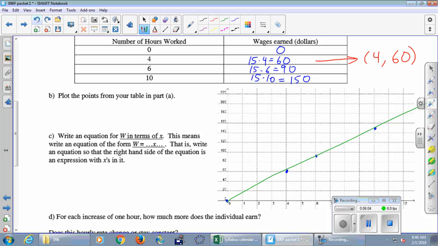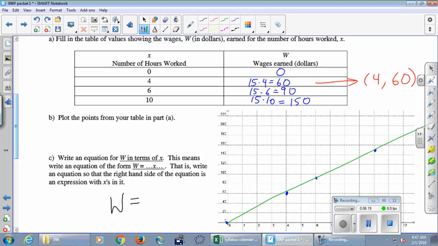So in this case, some of you might be able to very easily see what W is equal to, but even if you can't, take a look at the pattern we wrote out in the blue table here. 15 times 4, 15 times 6, 15 times 10, 15 times, in general, X. Right, that's the calculation. So 15 times X. There is a formula for W in terms of X.